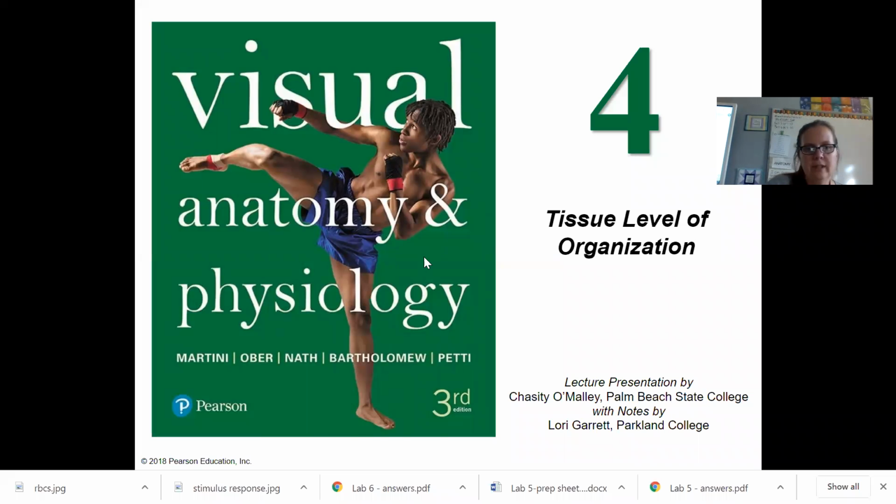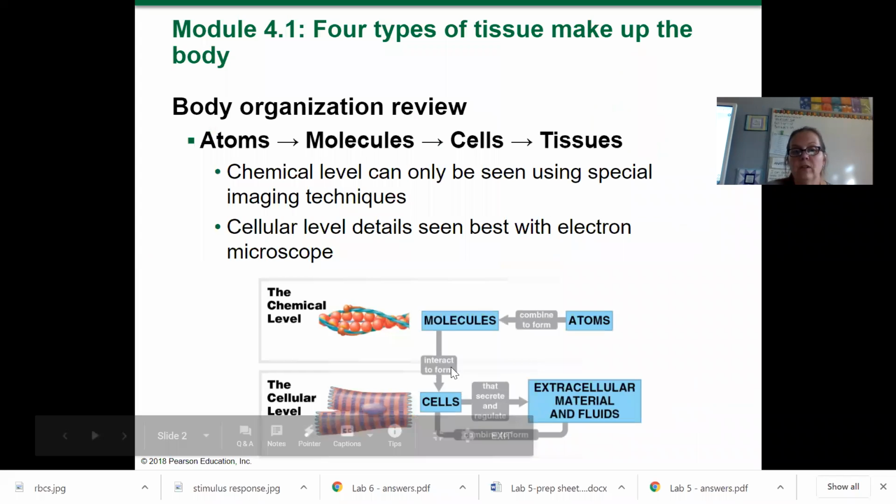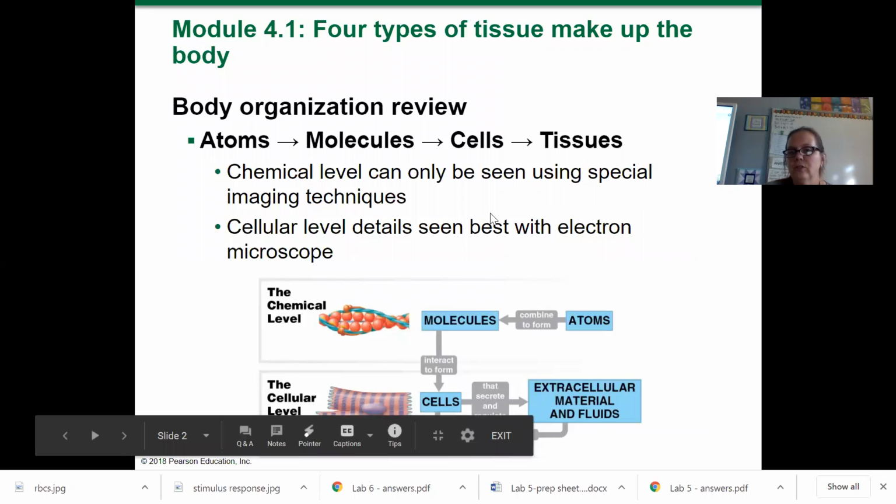Okay, so I am starting here on page 143. These first couple of modules just kind of go through the basics of where you're at in your organization, that hierarchy. So we are going to be at the cells and tissues section of that hierarchy. We're not going to really concern ourselves with the atoms and molecules anymore, because we want to know what's happening at the cellular and tissue level.